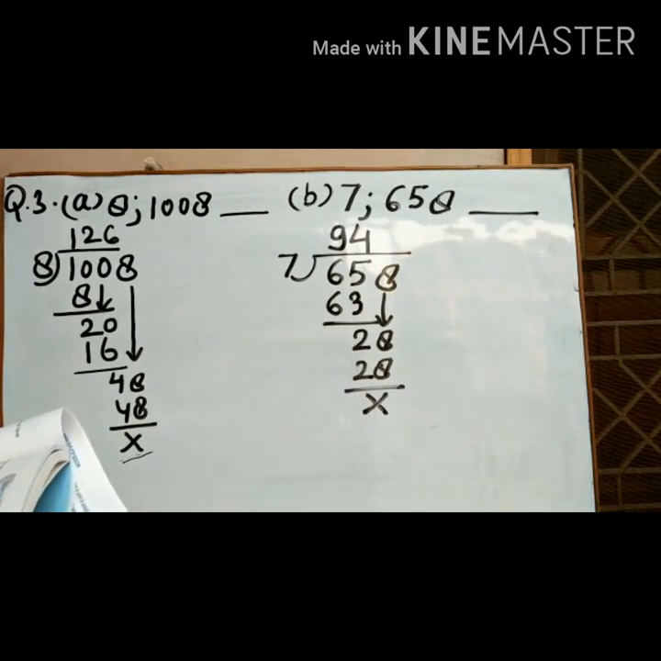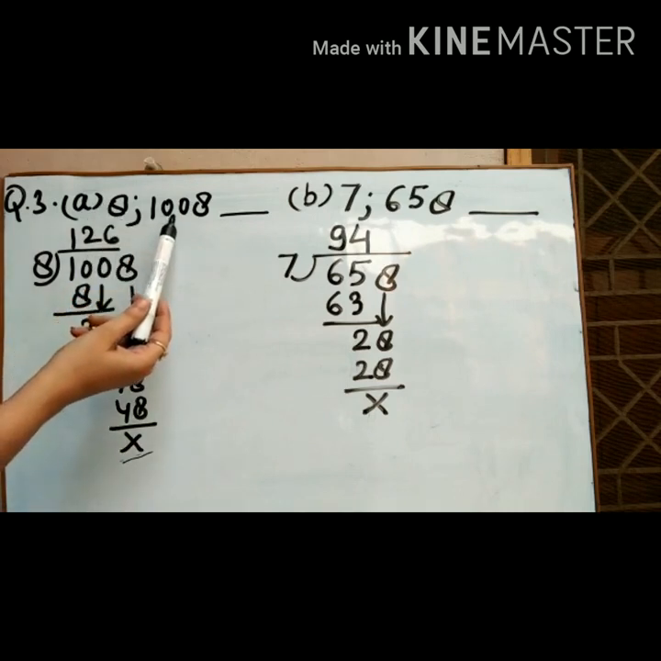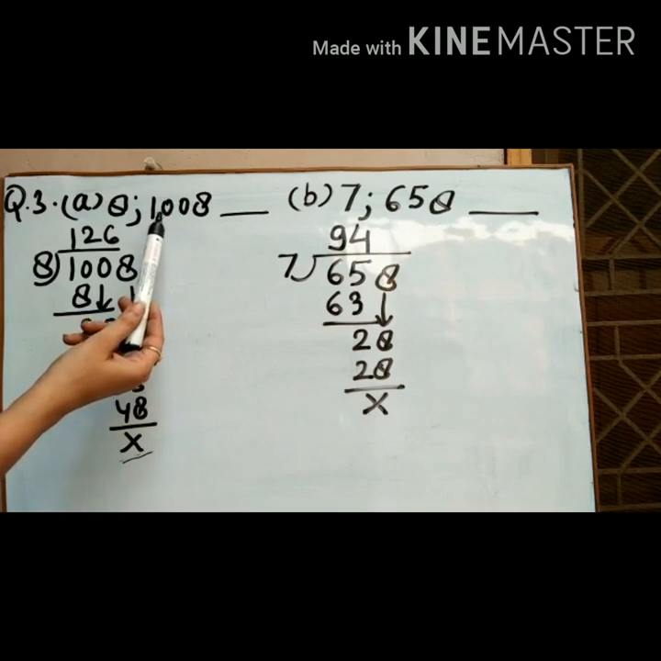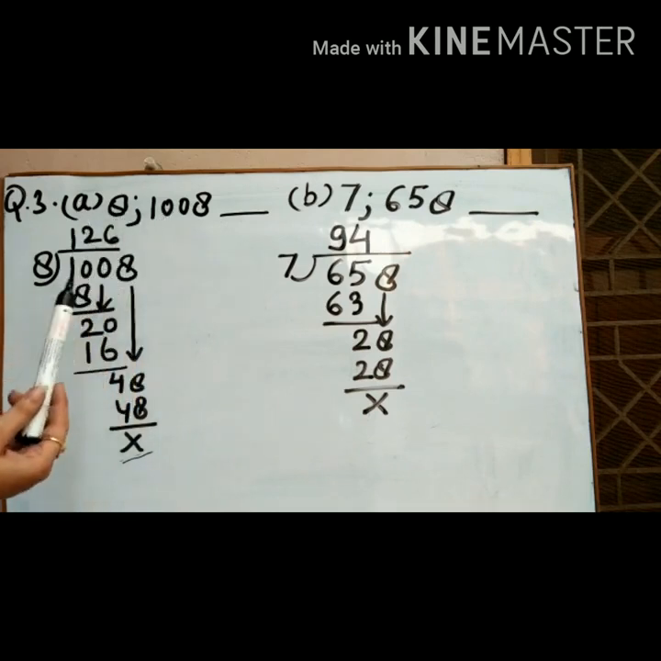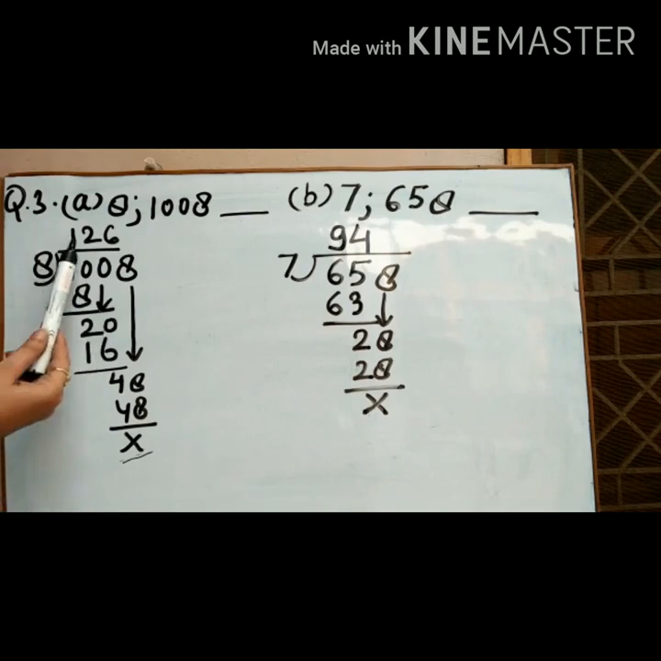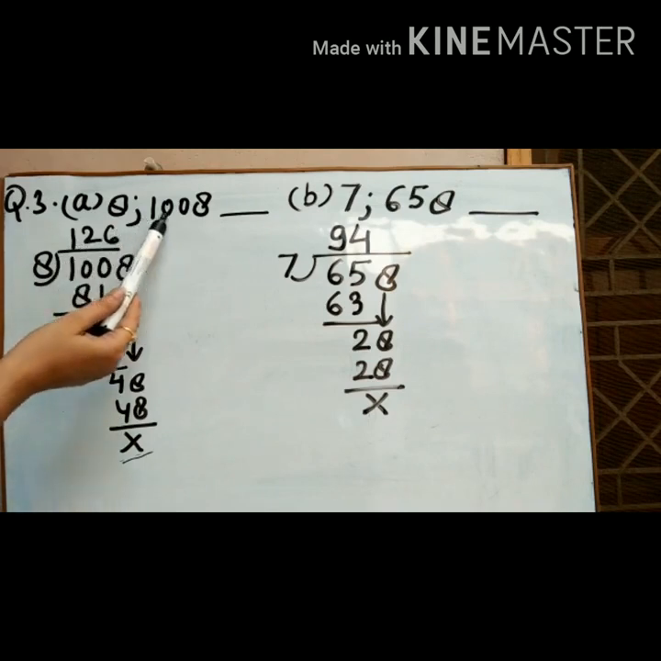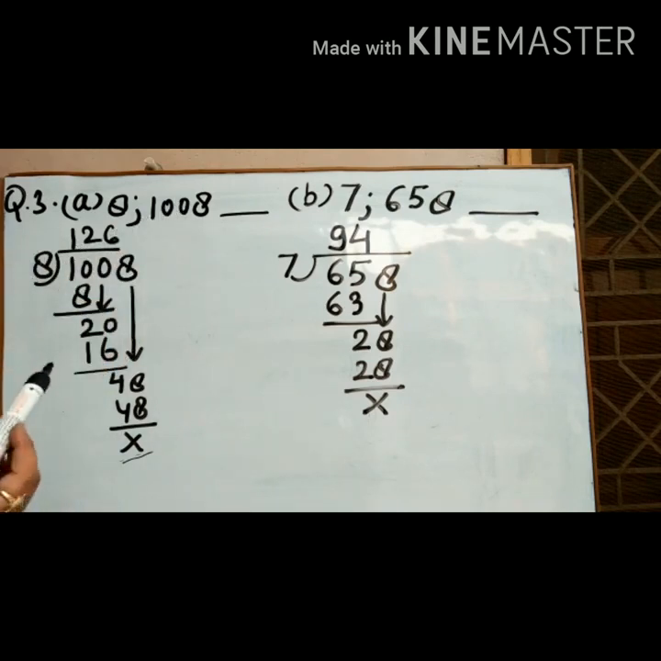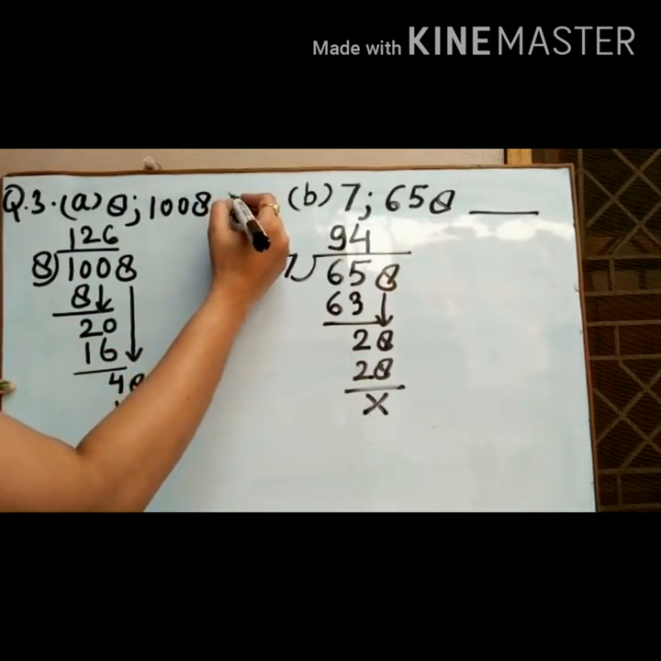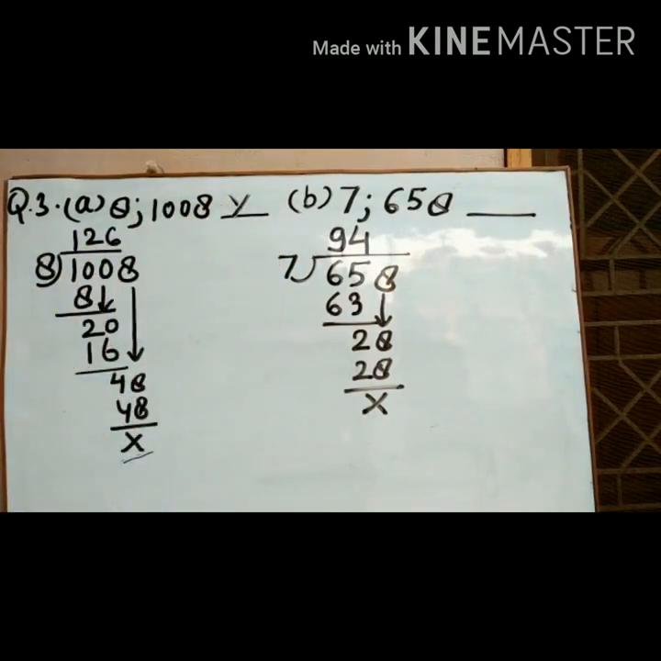Question number 3. Find out if the first number is a factor of the second number. Say yes or no. It means if the first number divides the second number exactly, then we will say yes, the first number is a factor of the second number. Let's see. 8 1s are 8. 10 minus 8, 2. We will drop here 0. 8 2s are 16. 20 minus 16, 4. We will drop here 8, 48. And 8 6s are 48. We can see here 8 divides 1008 exactly. So, yes, 8 is a factor of 1008.